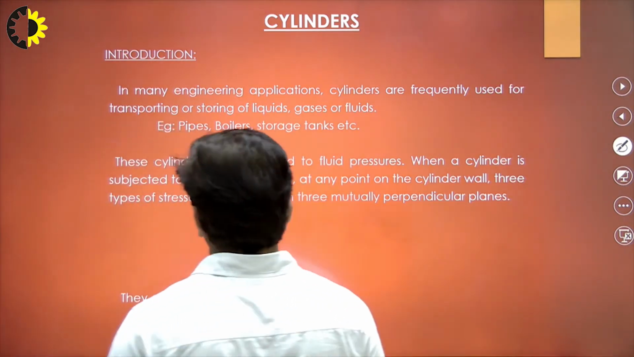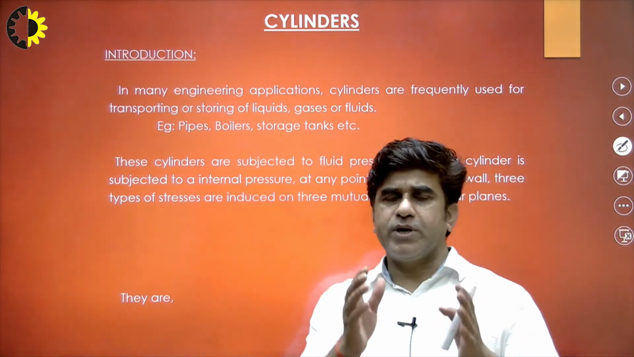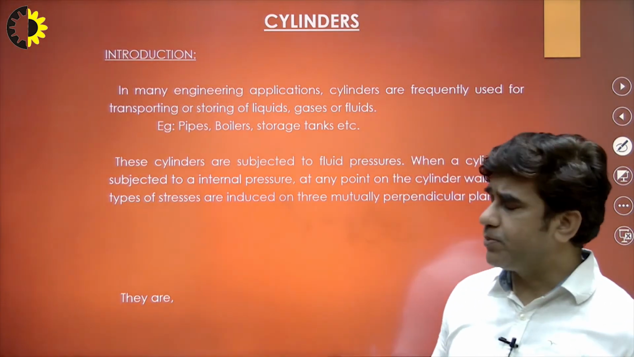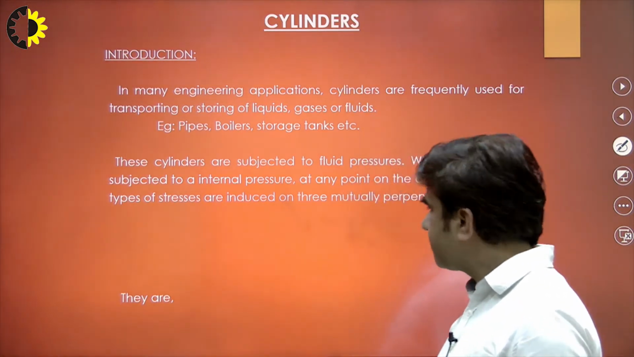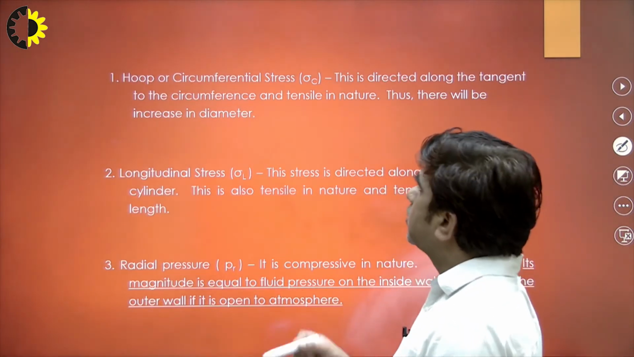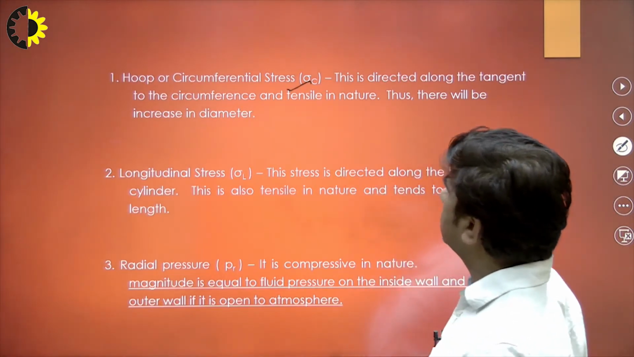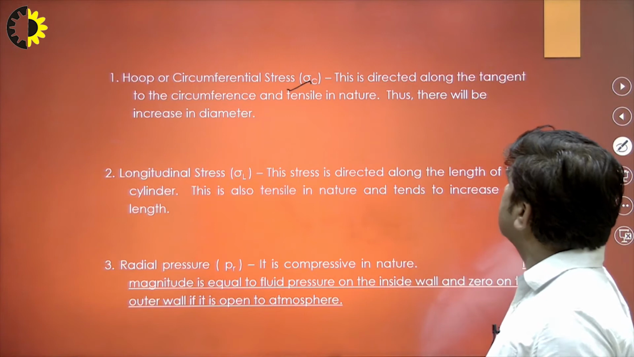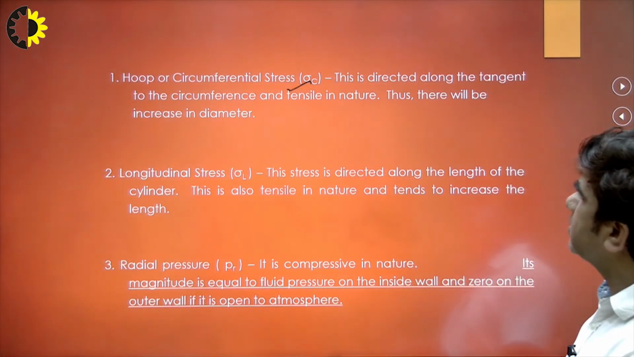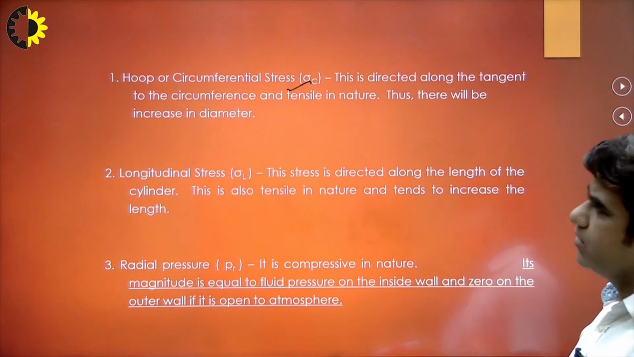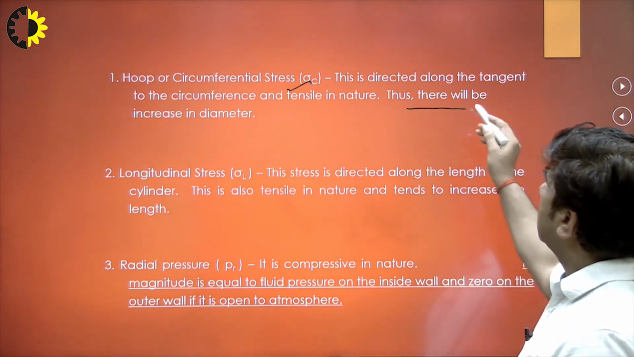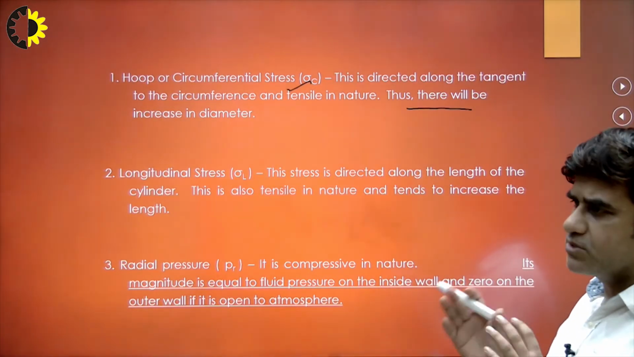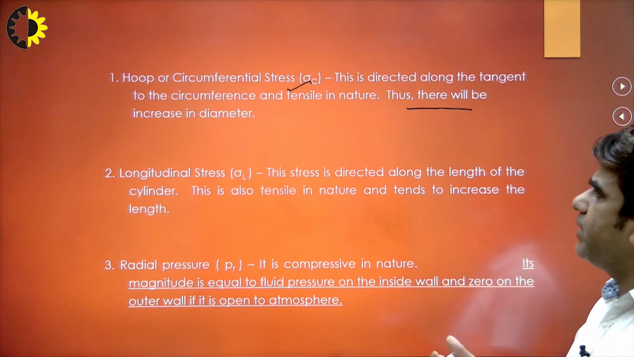So, whenever a cylinder is subjected to fluid pressure, basically three types of stresses are developed, and these three stresses are mutually perpendicular. The first one is hoop or circumferential stress sigma c. This is directed along the tangent to the circumference and tensile in nature. Because of this there is increase in diameter.